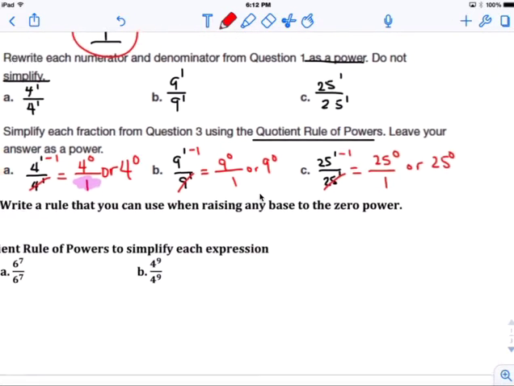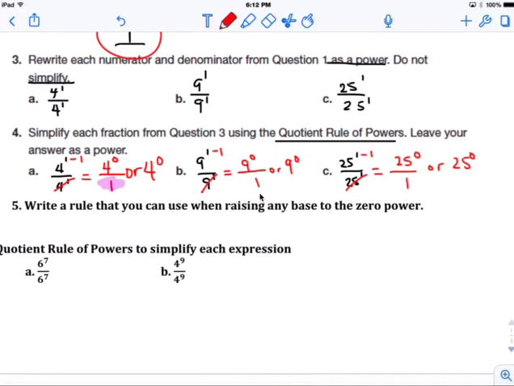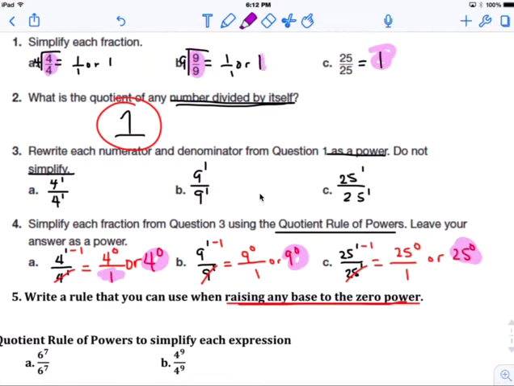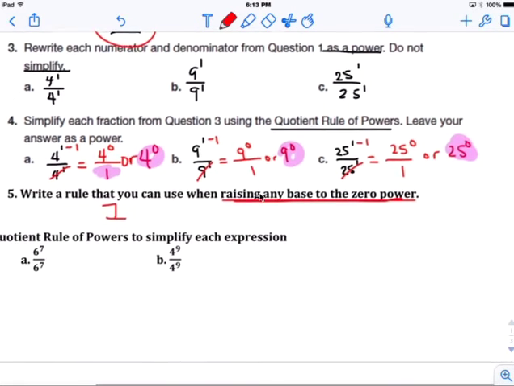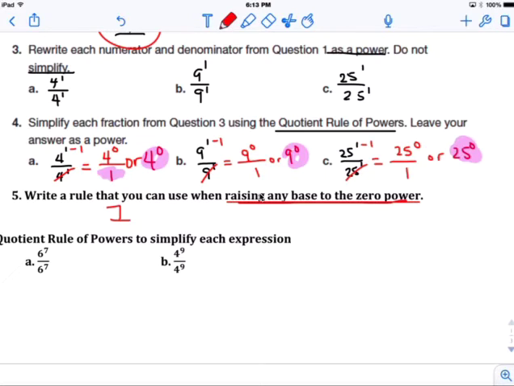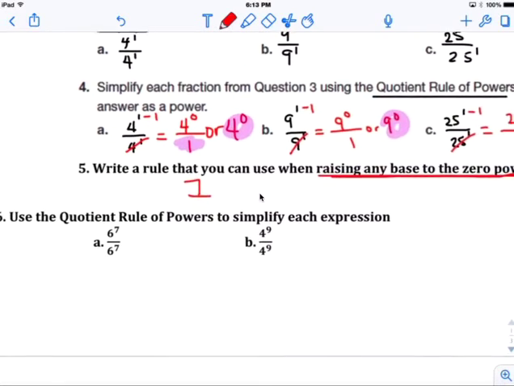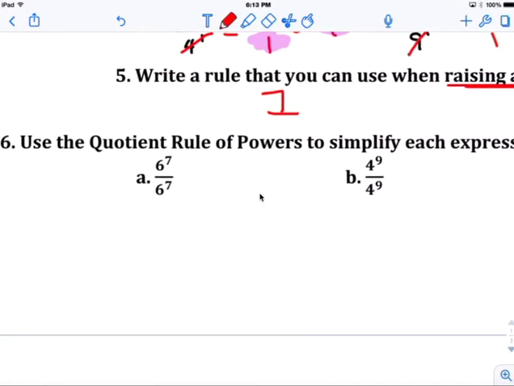And here the question asks, write a rule you can use when raising any power base to the 0 power. Anything raised to the 0 power is the answer of 1. Okay, anything raised to the 0 power. Remember on IXL, a lot of you asked. So use the quotient rule, simplify each one.